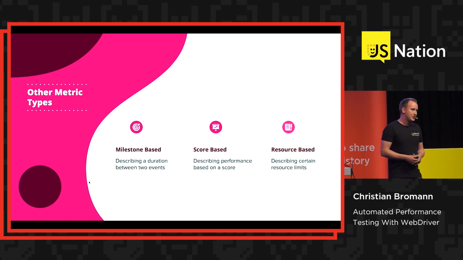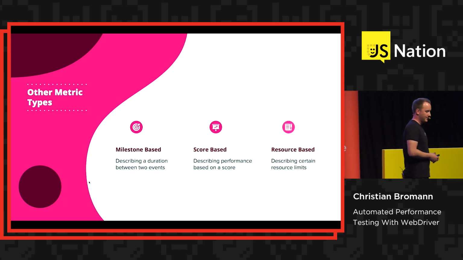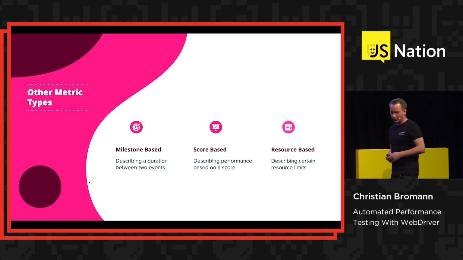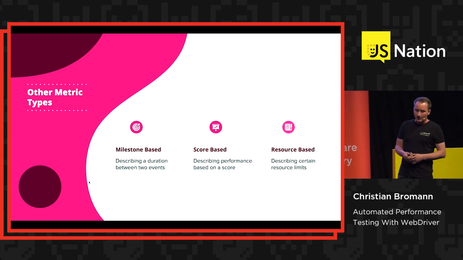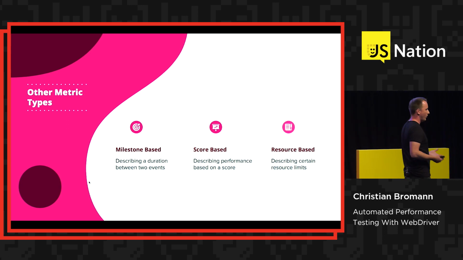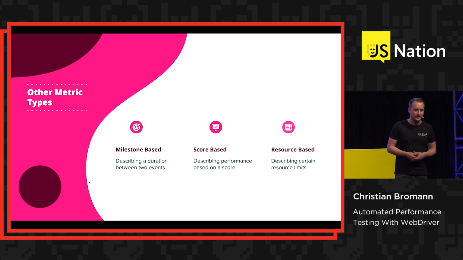So those metrics we just have seen, we call them milestone-based metrics. There are other types of metrics that we can also look into. Those are named score-based. You might have heard about the Lighthouse performance score. And others are resource-based. It's when you say, I don't want to load more than 250 kilobytes of JavaScript.